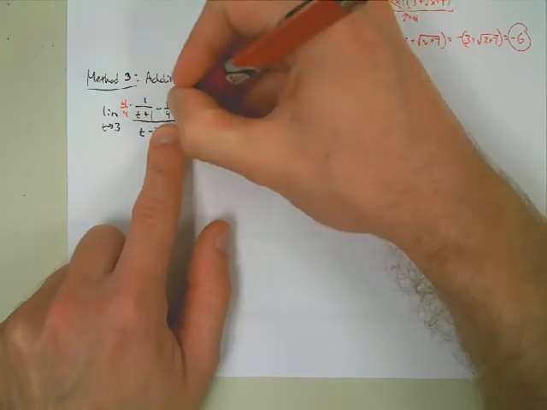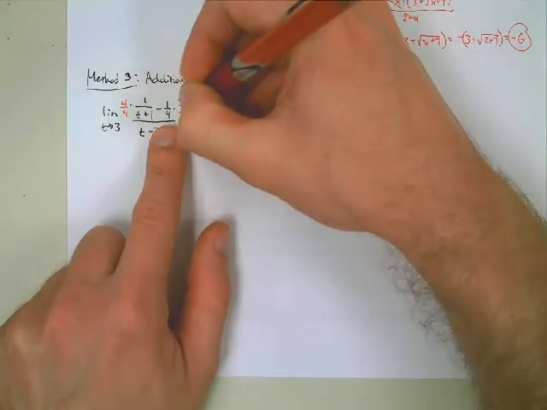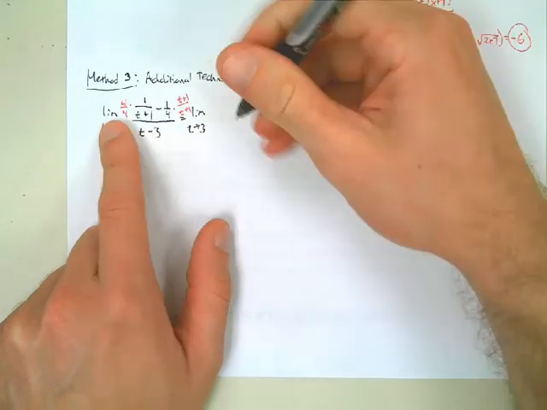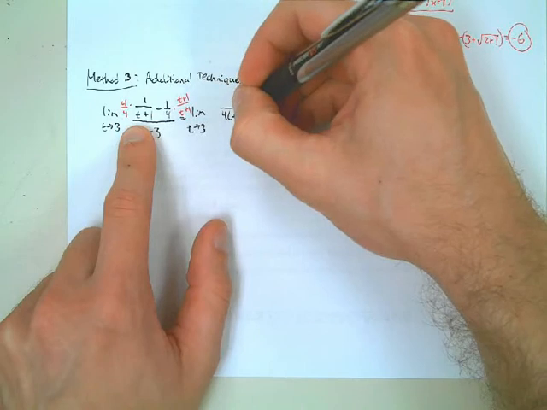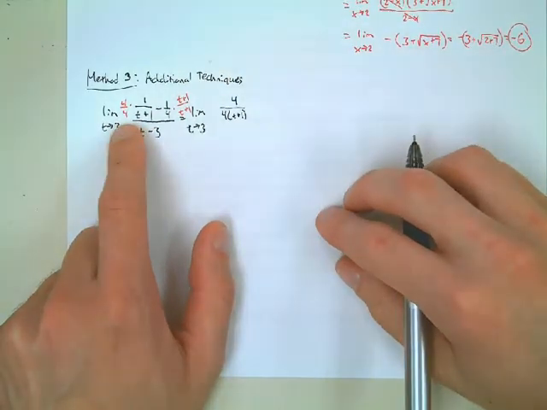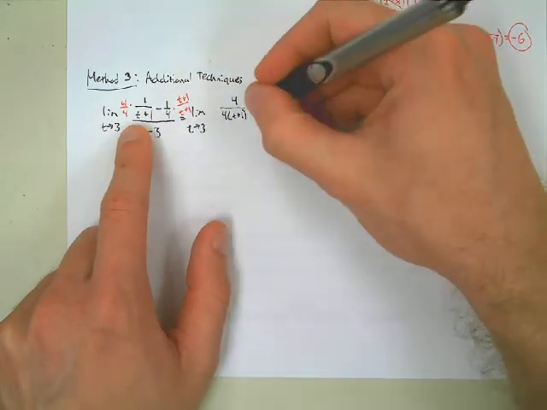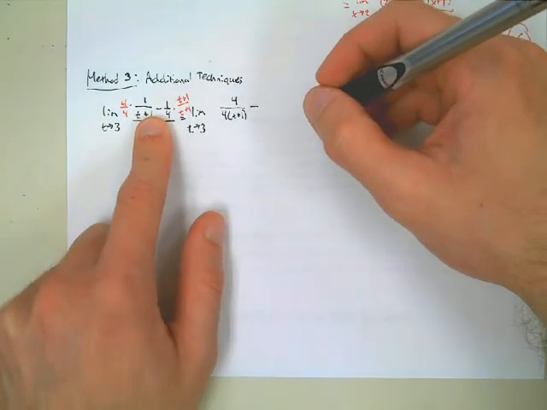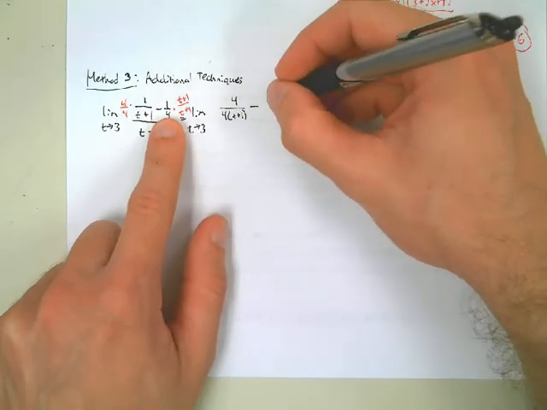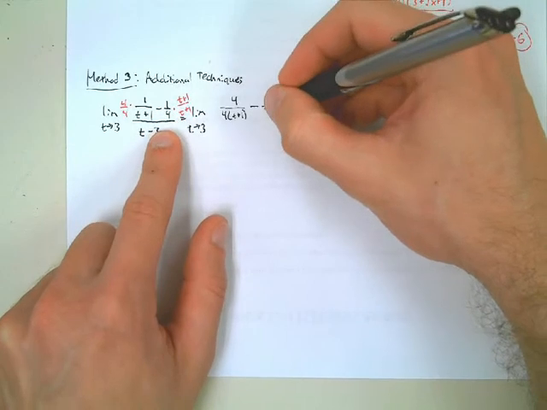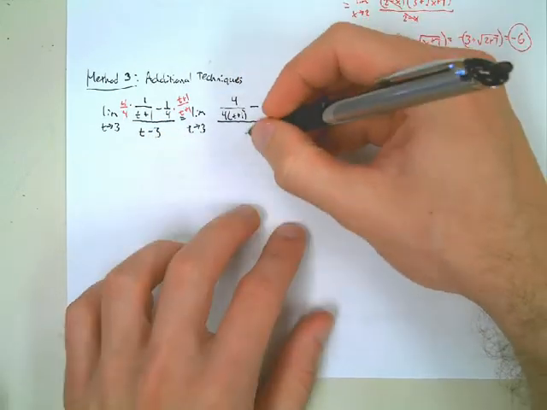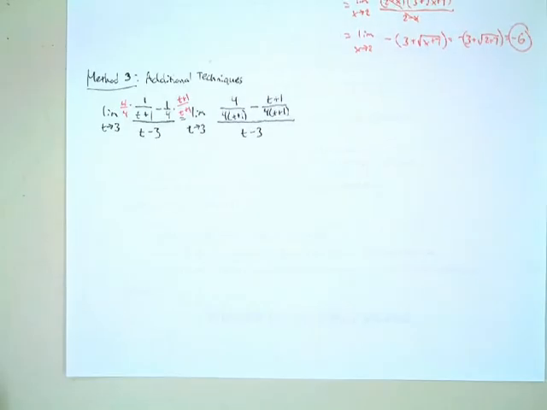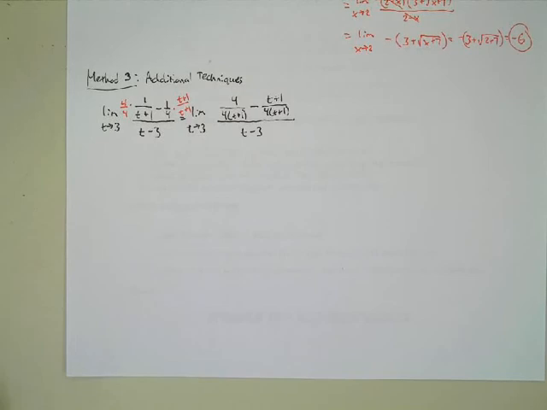So 4 times 1 is 4 over, and I'm not going to multiply together the denominators. Don't multiply together the denominators. Minus, there's a minus between them. And then this one's going to be t plus 1 in the numerator over 4 times t plus 1. And we're going to leave the bottom there too. We'll take care of that eventually. You still need to rewrite it though because it's still there.